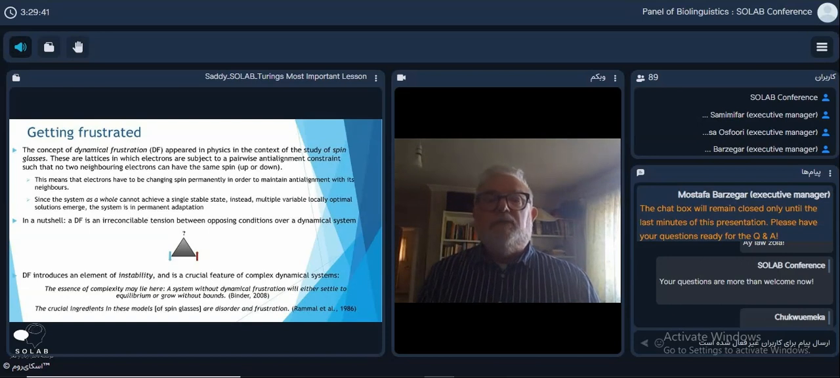So a dynamically frustrated system is about the irreconcilable tension between opposing conditions. And in fact, it's been suggested that this is the essence of the complexity of life. I think Binder went so far as to say that this was a definition of what a living system is, and it works pretty well. It allows us to call certain types of crystalline growth structures alive, but other than that, that's the only real gray area. So this gives us a handle on the nature of the dynamics of life.